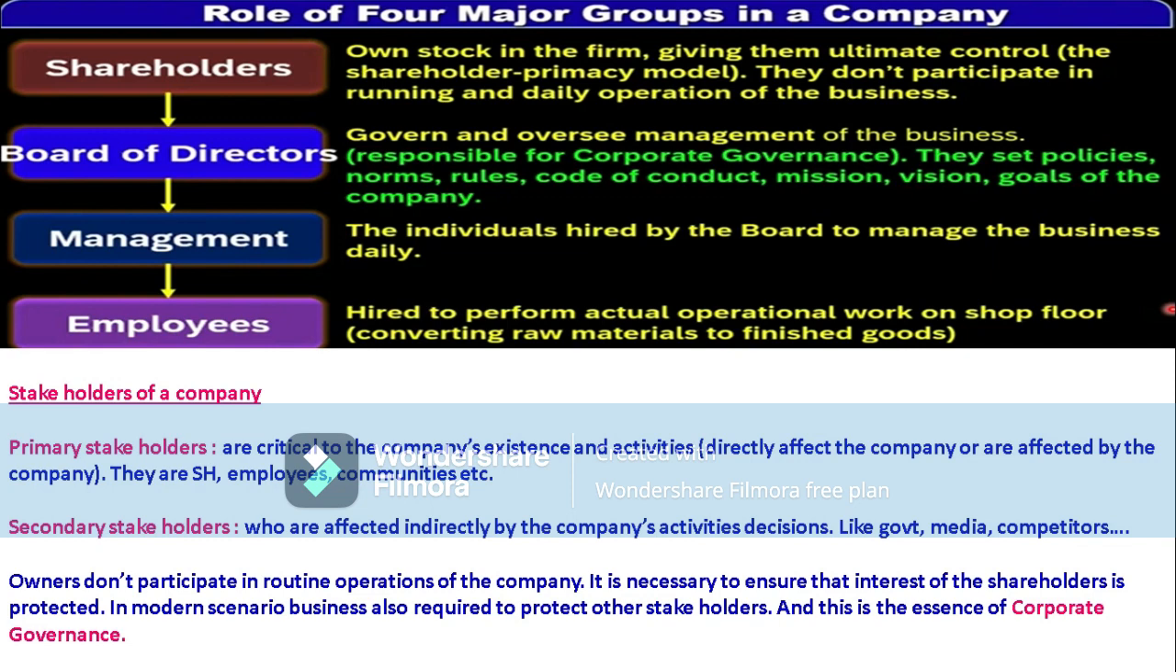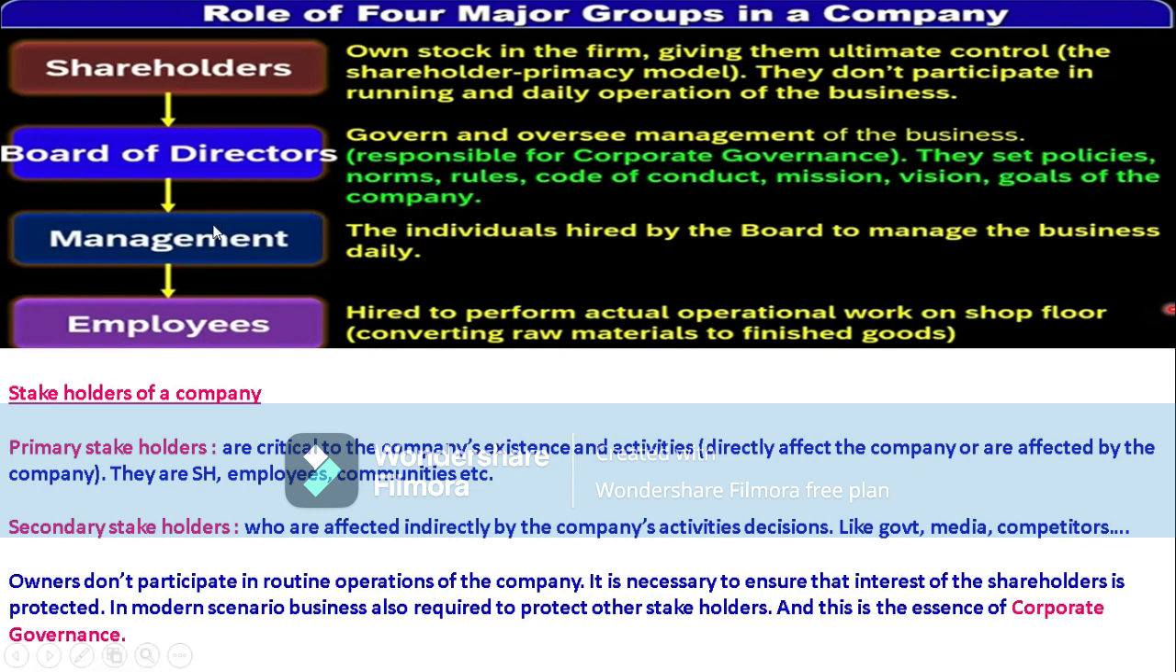Okay, so each and every activity plays a very important role in the organization, these board of directors. Also they set the policies, norms, rules, code of conduct, mission, vision, goals of the company, each and everything which is important, which affects the performance of the organization. Okay, so they oversee the overall management of a company.